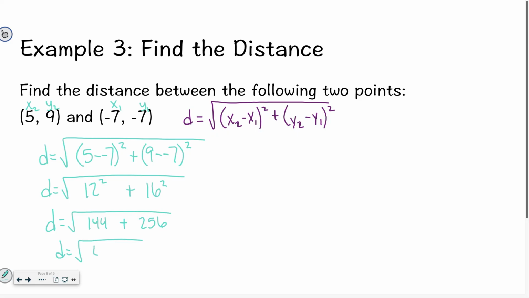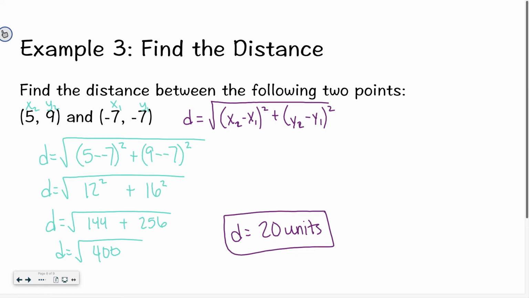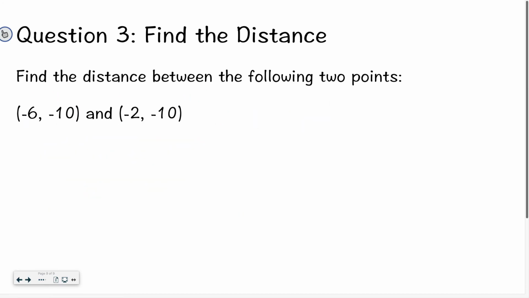144 plus 256 is 400. And the square root of 400 is 20. Remember, we're trying to label our answers. Go ahead and try to find the distance for this one on your own.